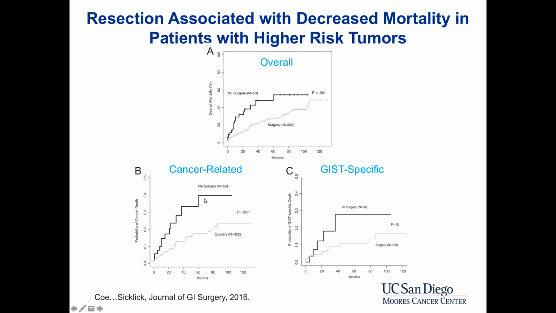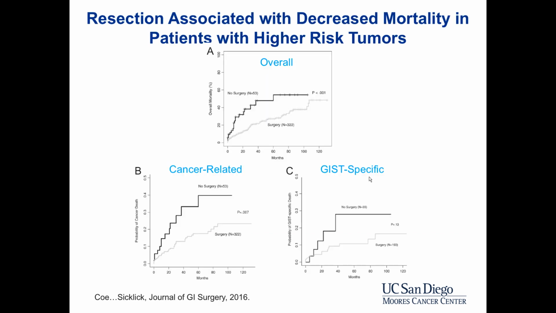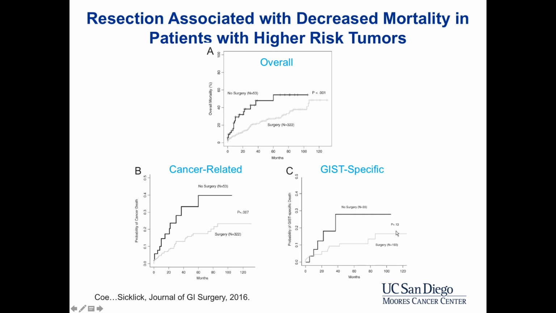If we then tease out the patients that had other cancers in addition to their GIST, and we remove those patients that had additional cancers, which is roughly 1 in 6 patients with GIST, and look at the GIST-specific mortality, sorry, my mouse is a little bit jumpy. There was a small number of patients that did not have surgery, and the trend was towards a benefit to removing the tumors, but it was not statistically significant.